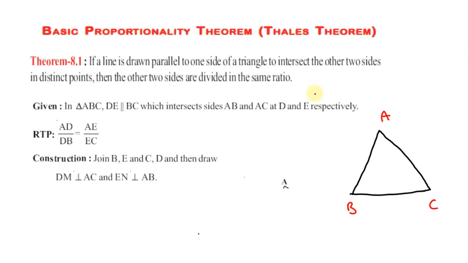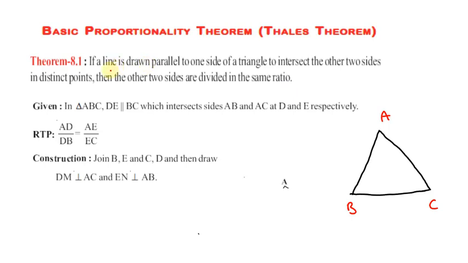Today we are going to discuss the basic proportionality theorem. It is also known as the Thales theorem. Let us observe the statement of the basic proportionality theorem. If a line is drawn parallel to one side of a triangle to intersect the other two sides in distinct points, then the other two sides are divided in the same ratio.